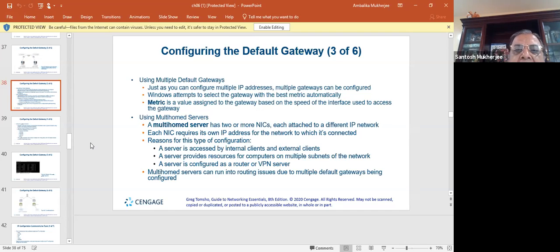A multi-homed server has two or more NICs, each attached to a different IP address. Each NIC requires its own IP address for the network to which it is connected. Reasons for this type of configuration: the server is accessed by internal clients and external clients. A server provides resources for computers on multiple subnets of the network. A server is configured as a router or VPN server. Multi-homed servers can run into routing issues due to multiple default gateways being configured.